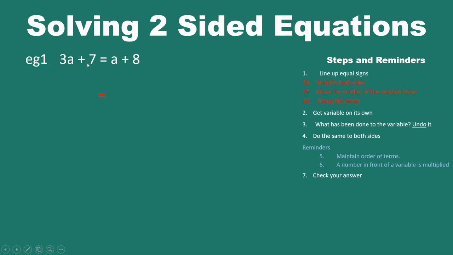Can I simplify this side at all? Can I group those terms together? No, because they're not like terms. This side either. So on to step 1C.